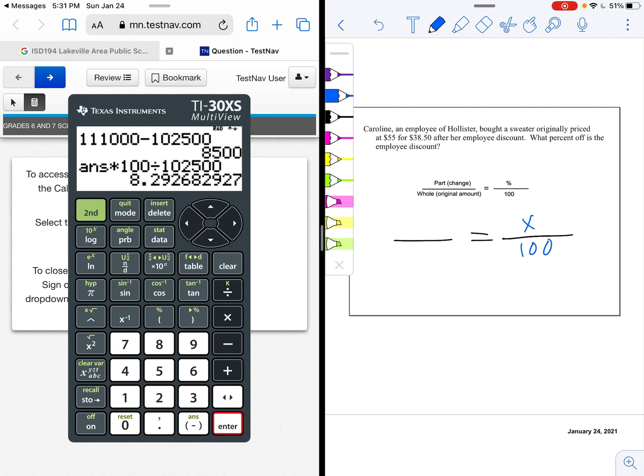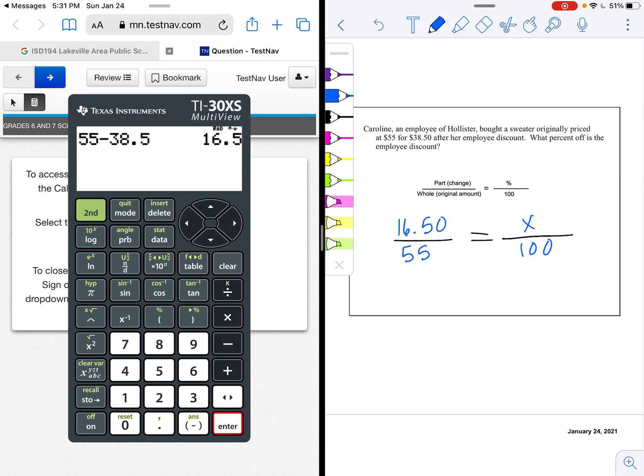So the sweater actually started for $55. So I want to make sure that that 55 is my original amount because that's where it started. So I'm going to take 55 minus 38.50. And she received $16.50 off. So I'm going to multiply that times the 100 and divide it by 55. And she actually gets a 30% discount for being an employee of Hollister.